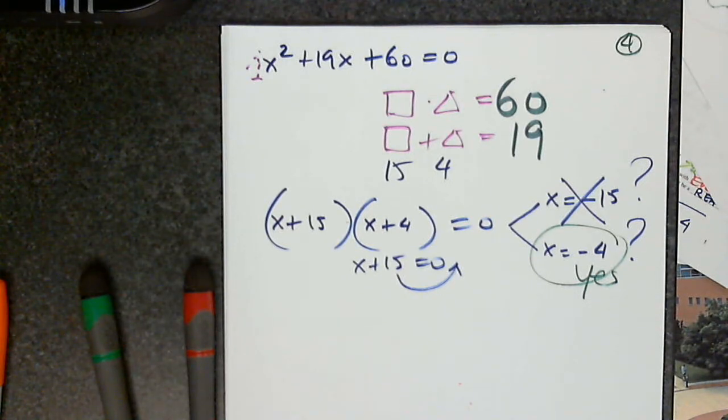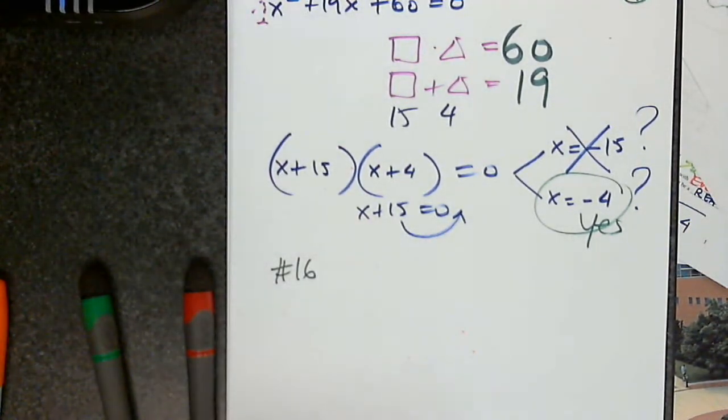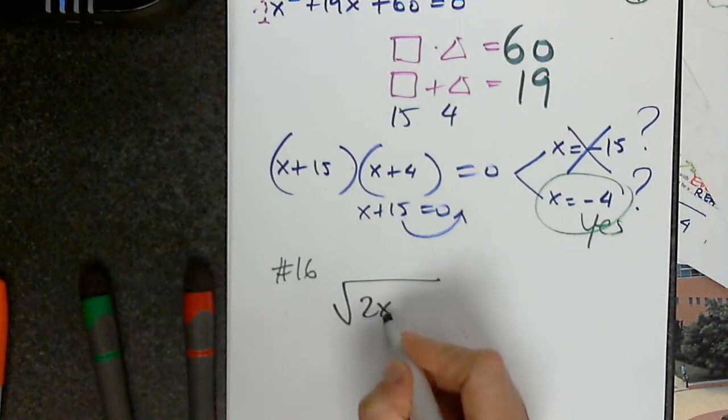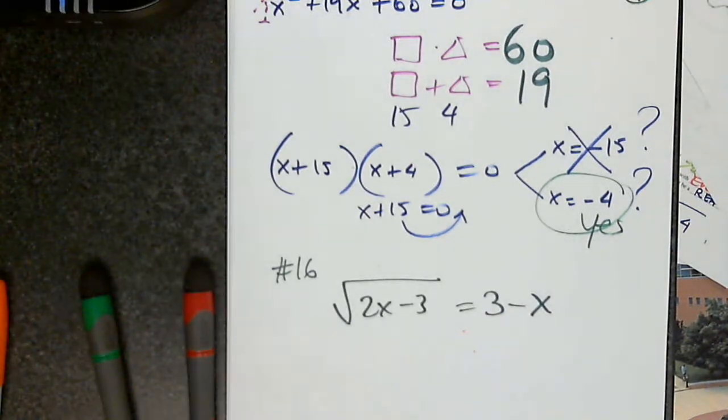Okay, let's look at 16. I would like you to work on 16 for a minute. So 16, here's the equation: the square root of 2x minus 3 equals 3 minus x. I'll take my attendance.